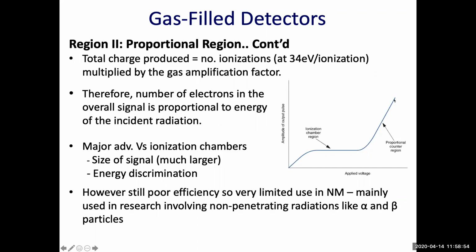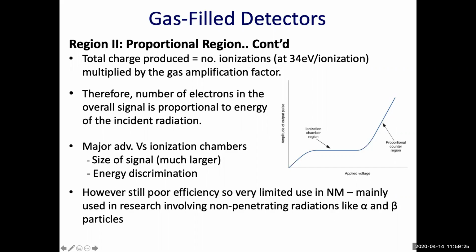This is the region of the proportional counter. The major advantage of a proportional counter versus an ionization chamber is that the size of the electrical signal produced by an individual ionizing radiation event is much larger. Also, because the size of an individual pulse is proportional to the amount of energy deposited, the proportional counter can be used to discriminate between radiation events of different energies.